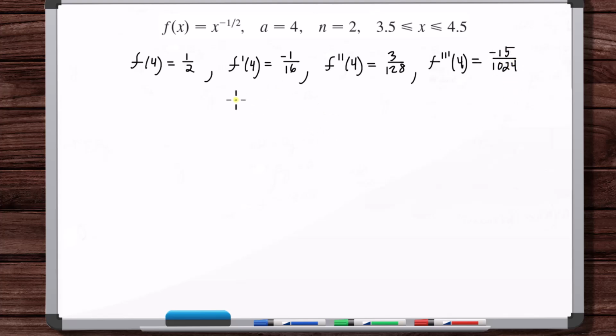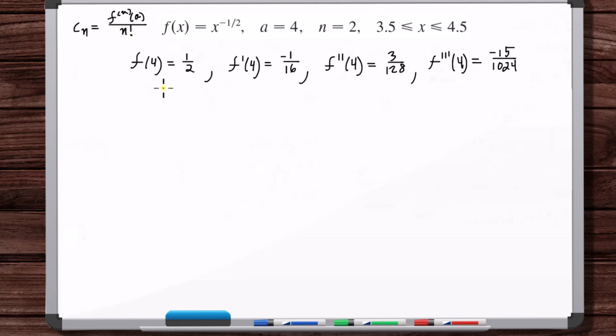Okay, so now we don't need to look for any patterns or anything because we're just going to write out the first three terms. So we know that in the Taylor polynomial, each coefficient is the nth derivative evaluated at the center point over n factorial.